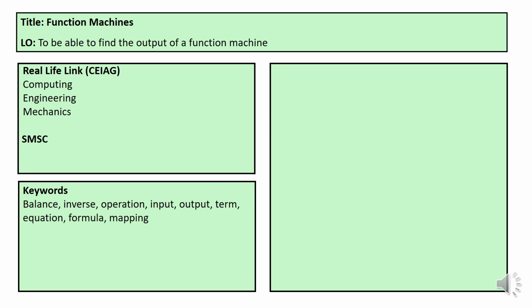So today's lesson, we'll be able to find the output of a function with a given input. The real life link will include things such as computer science and the broader computing, engineering, and mechanics, and then keywords are balance, inverse, and what else is written down below.